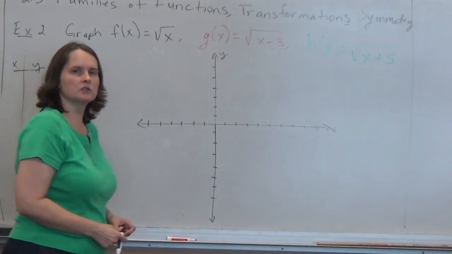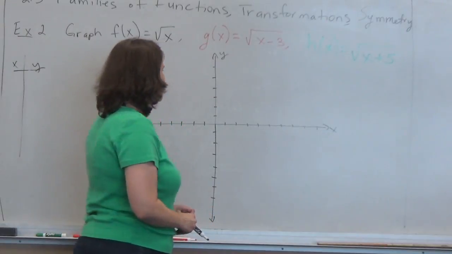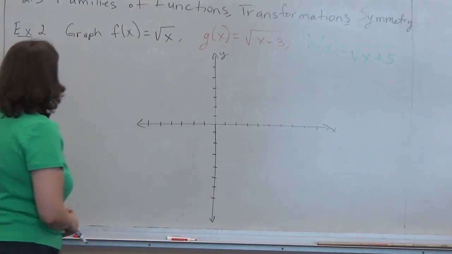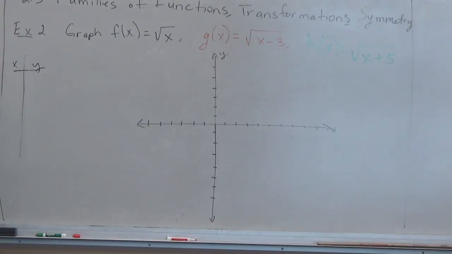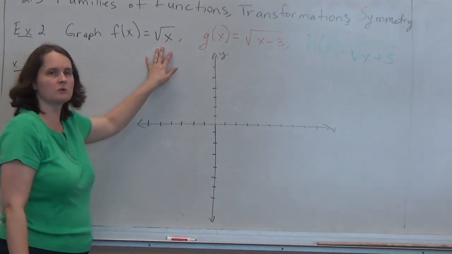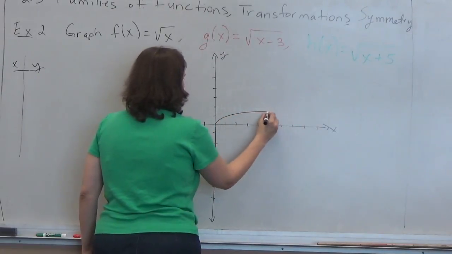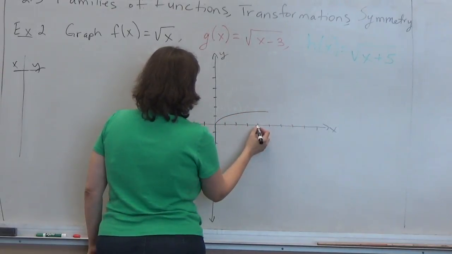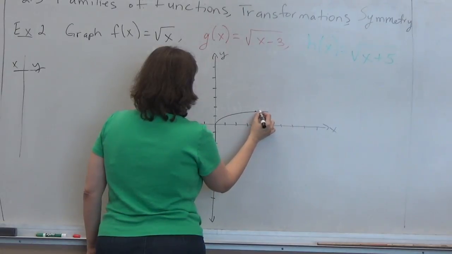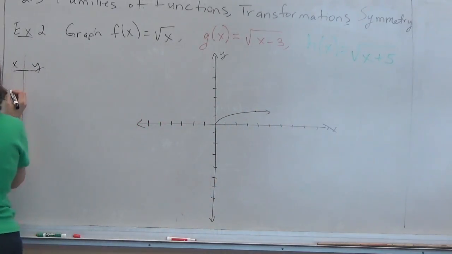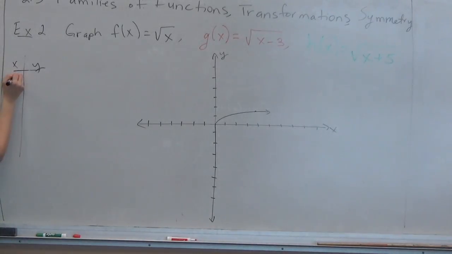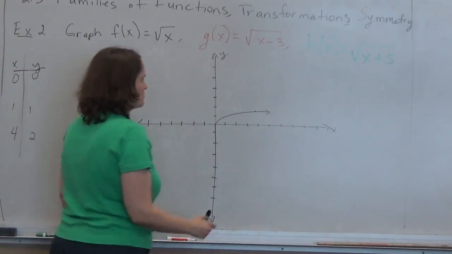What is this going to do to our equation, or to our graph? You can start by putting in values for x that will give you nice numbers to work with. And again, we've already done the square root of x. We know that it's going to go through 0, 0, 1, 1, and 4, 2, which is about right there. So we have put in 0, 1, and 4. And then our y values came out to be 0, 1, and 2. So that's how I'm getting my graph for the square root of x.